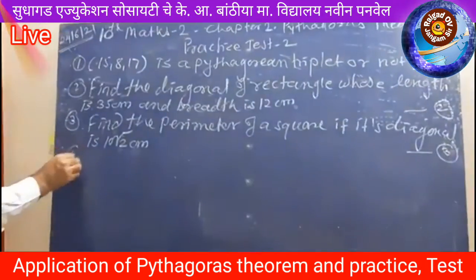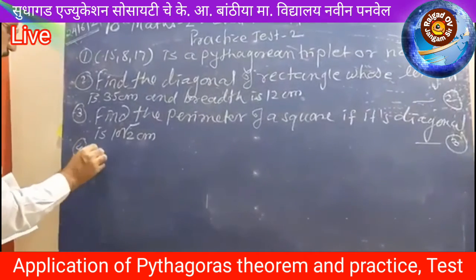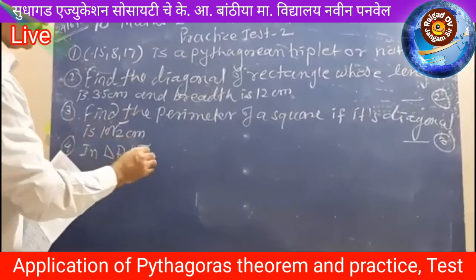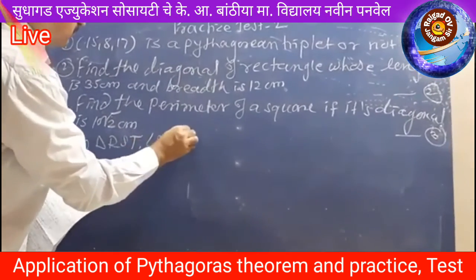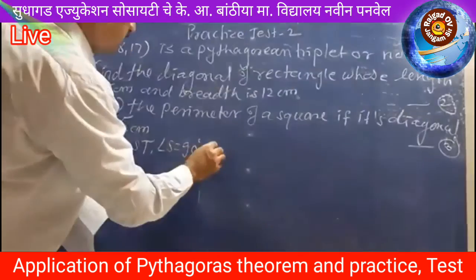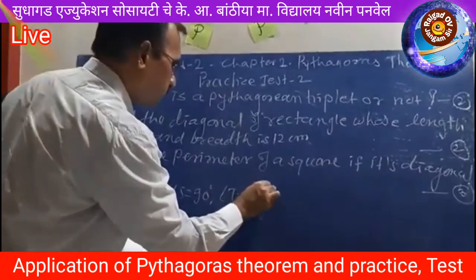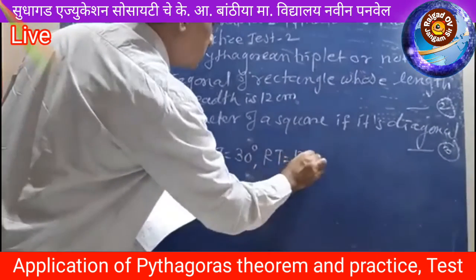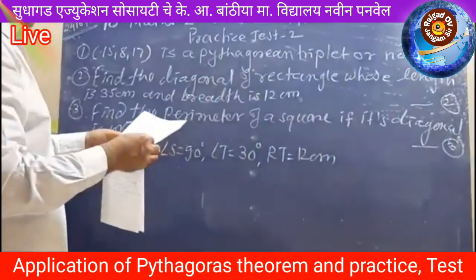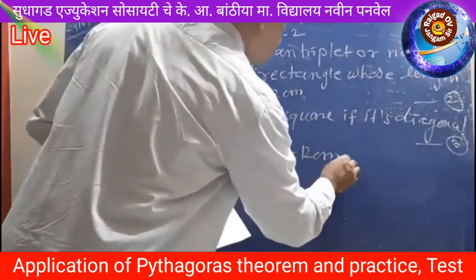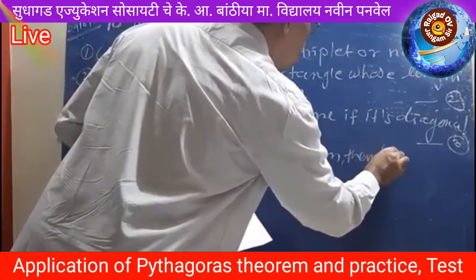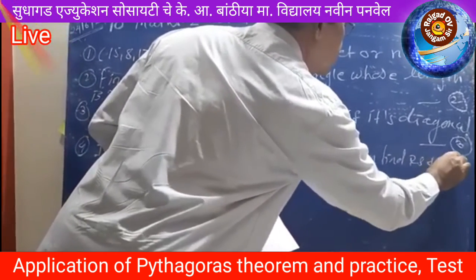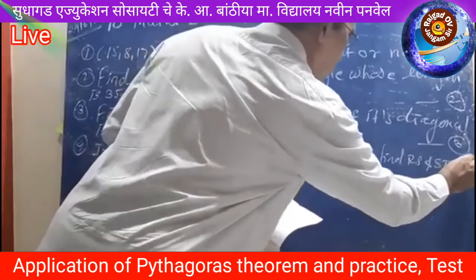Example number 4. In triangle RST, angle S is 90, angle T is 30, RT is 12 cm. Then find RS and ST. This example carries 3 marks.